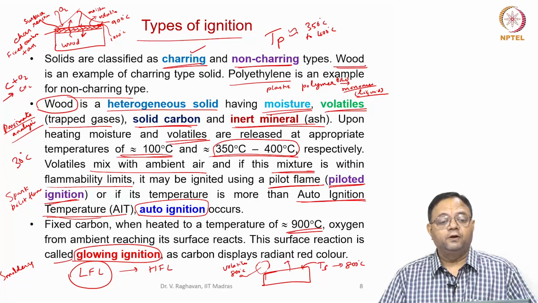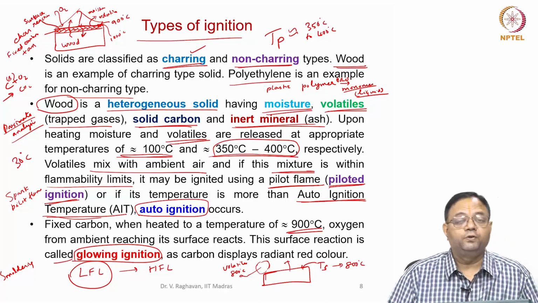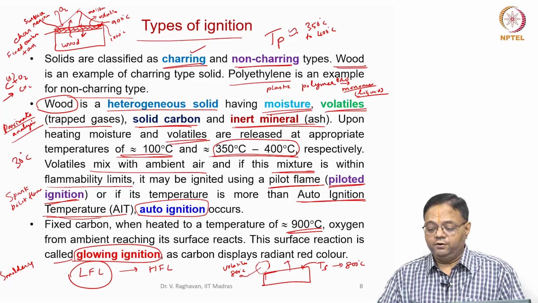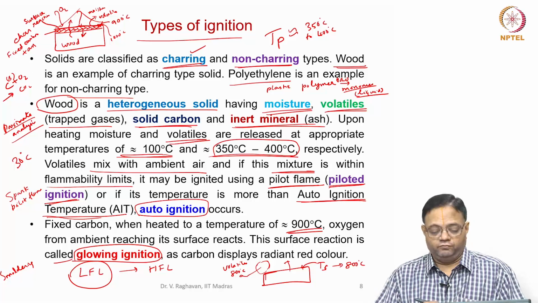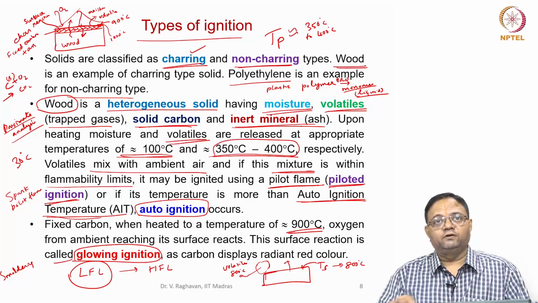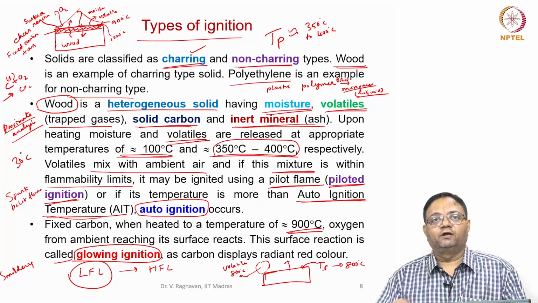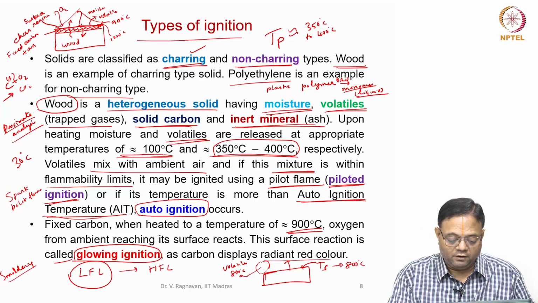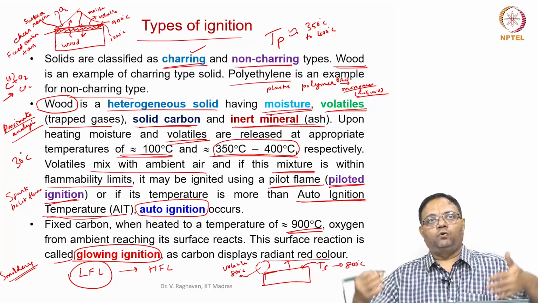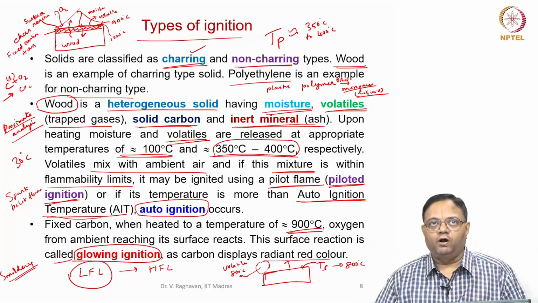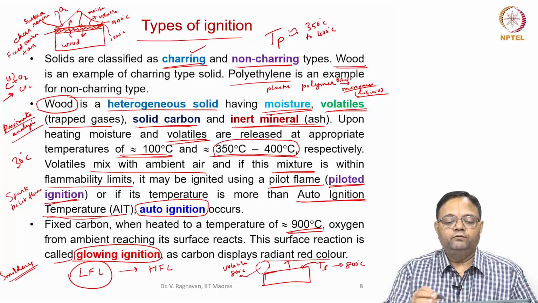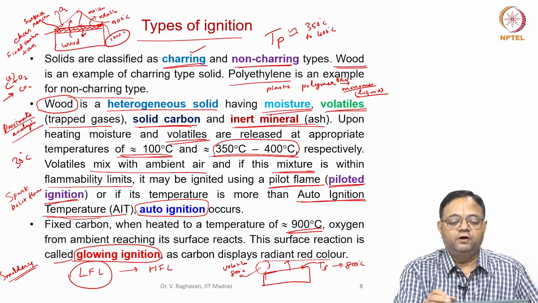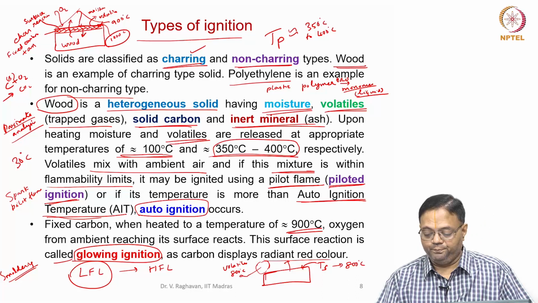So this is C solid. This reaction, a surface reaction with a red hot color, a radiant red surface we can see, is called smoldering basically. Now oxygen can penetrate inside, volatiles can come outside, and since the temperature is high enough, we can have an auto ignition straight away.